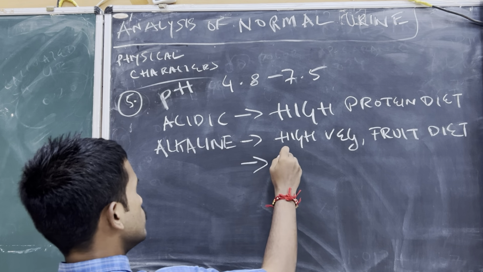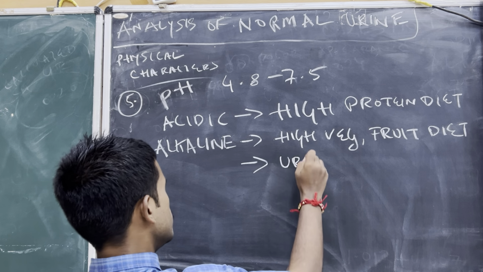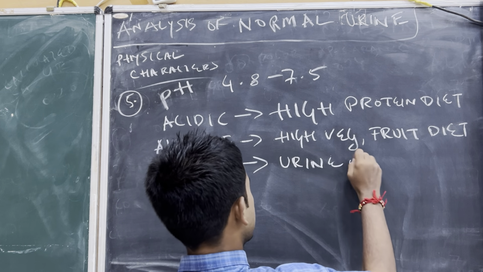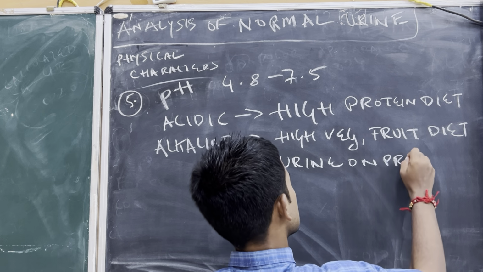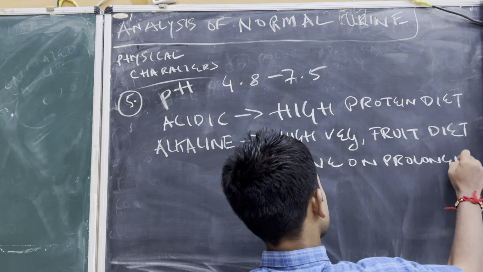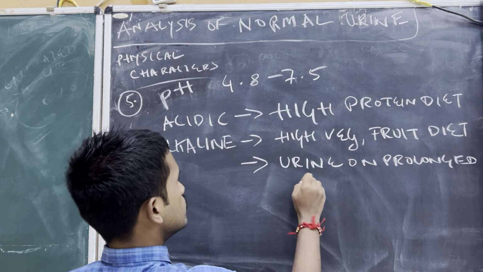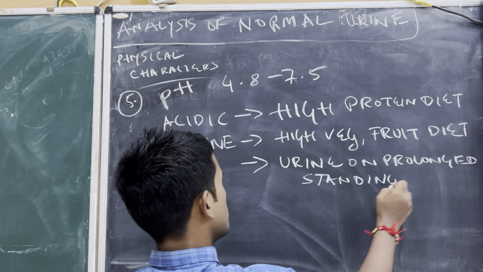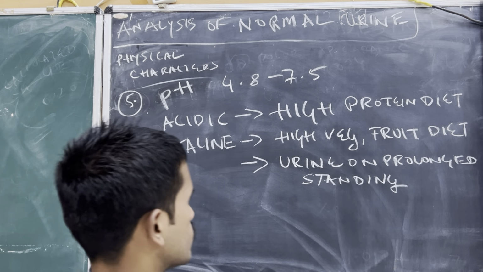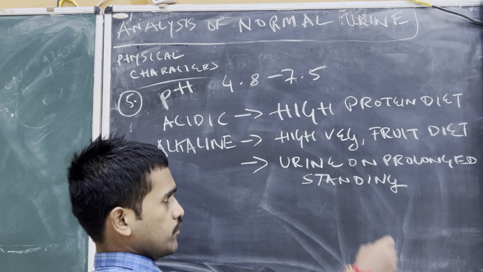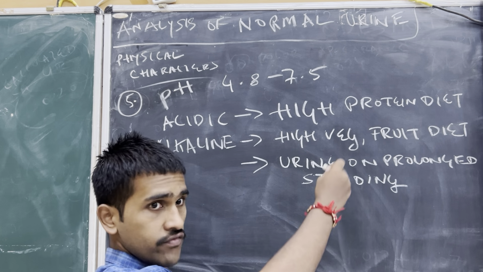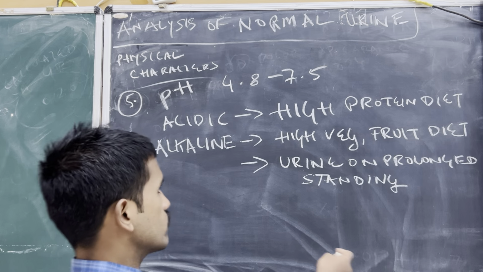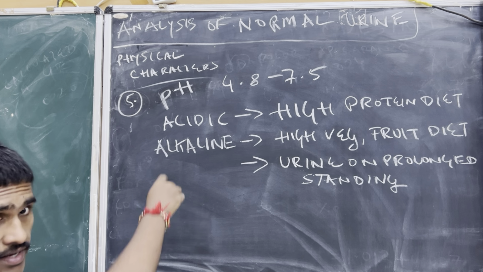Also, if you leave the urine on prolonged standing, bacterial decomposition occurs. Bacterial decomposition of the urea will release ammonia, and because of that the pH will become alkaline.